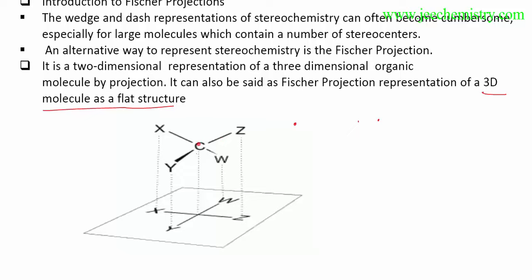Here in the three-dimensional view, a plane is taken and one line is drawn. This is W and Z, this is an intersection, and this is Y and this is X. In this way, we represent the three-dimensional view, and this can be represented like this: W, Z, X, Y. This is a Fisher projection formula. Here the intersection point will be the chiral carbon.